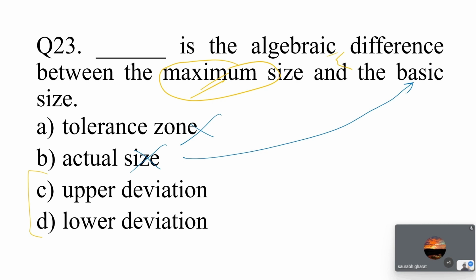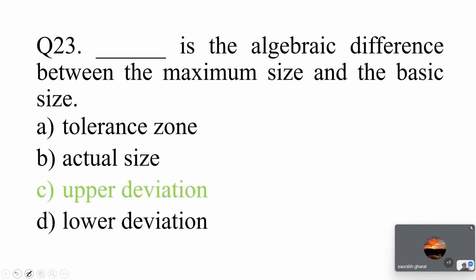If you take a point at maximum and the difference, it is very easy to get the upper deviation. I told you, given all the possible things, that this is possible. So upper deviation is the correct answer.